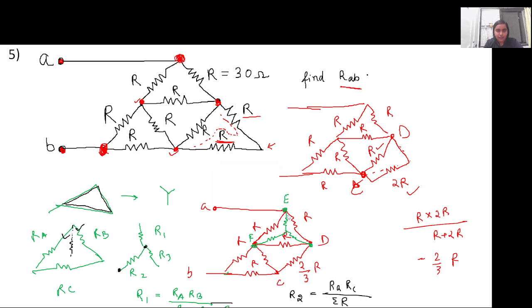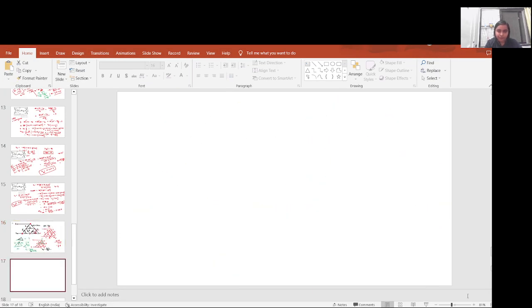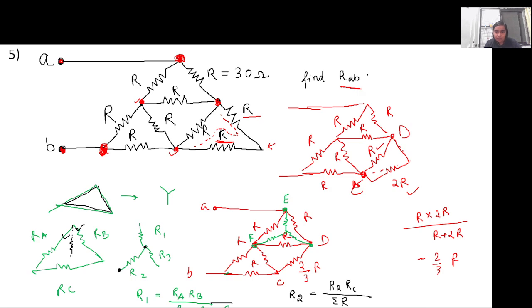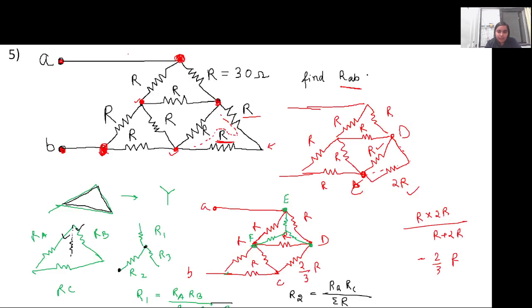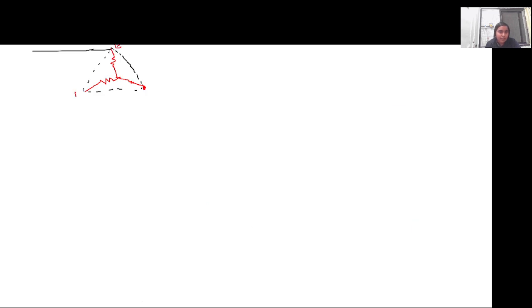So let's redraw the circuit. We had the circuit like this. This delta we are converting to star. I'm just writing it in dotted line so that the whole line will represent whatever the circuit is now. So now we are converting this portion of the circuit, where E, F and D. This is the node E, this is the node F, and this is the node D.